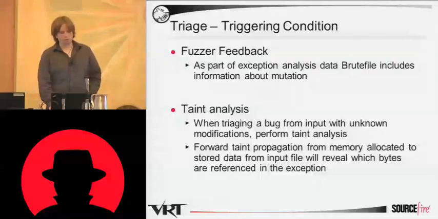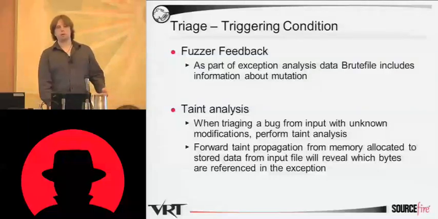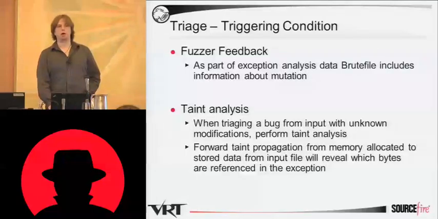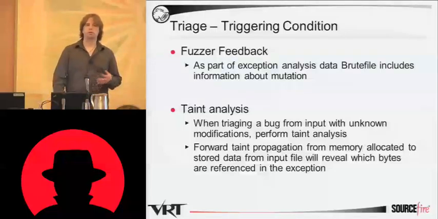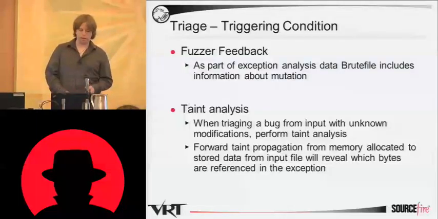Finally, the triggering conditions. As I already mentioned, the root file will tell us the modifications that it did. With the taint analysis, you can also determine, if you find the location of the code that led to the crash, well, obviously, then you'll know the byte offset that was propagated from that original file read down to the location that it crashes at.